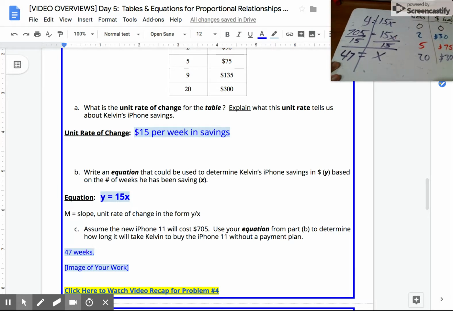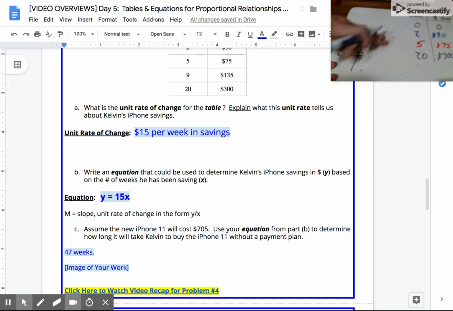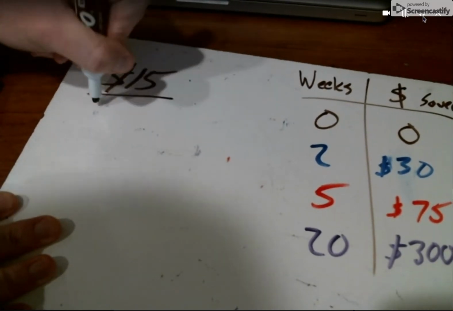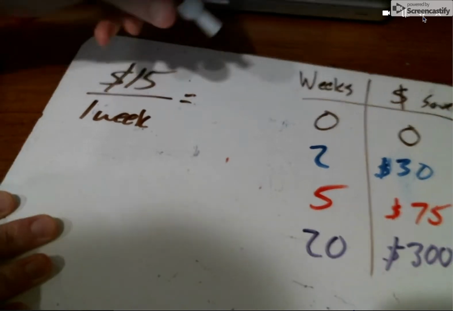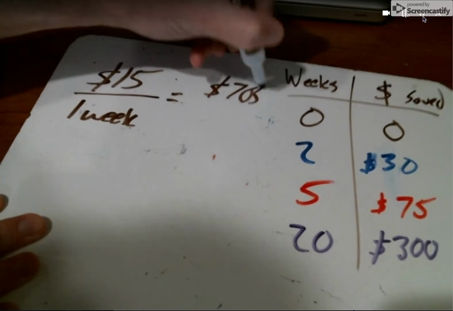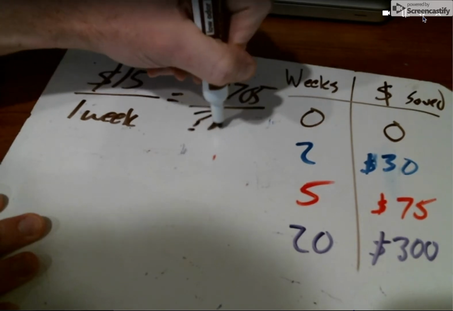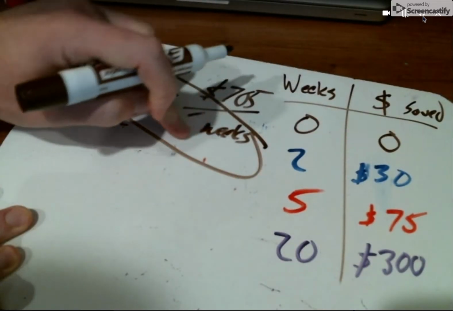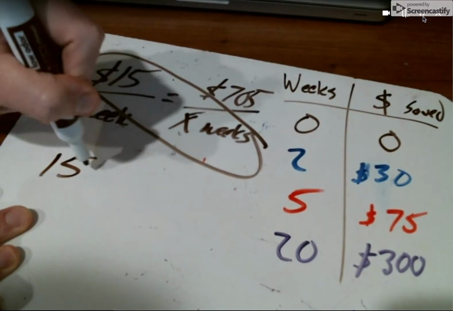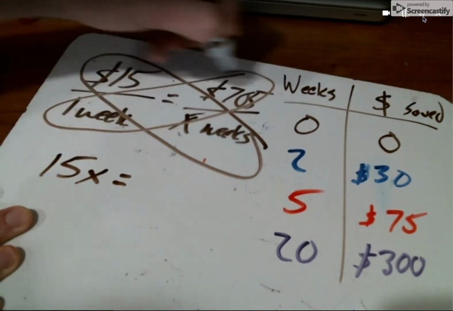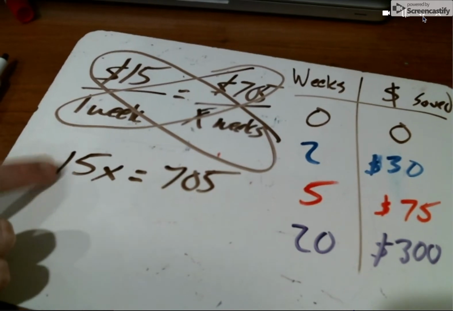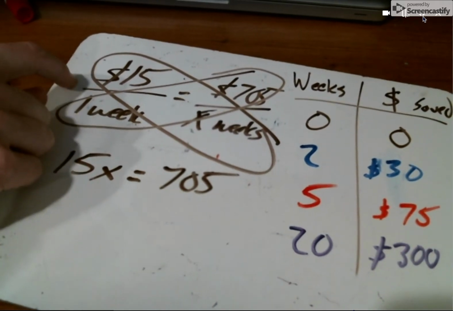Alternatively, this might look a little more familiar to you. Some of you might have set up a proportional relationship. So part C might make a little more sense if we instead set it up as $15 per 1 week, and you want to know $705, how many weeks it takes to get there. There we would have cross-multiplied, and you'd get 15x equals 705. And now you see we're back to that same place that we were at when we started with the equation. So this is kind of thinking 7th grade with a proportional relationship.